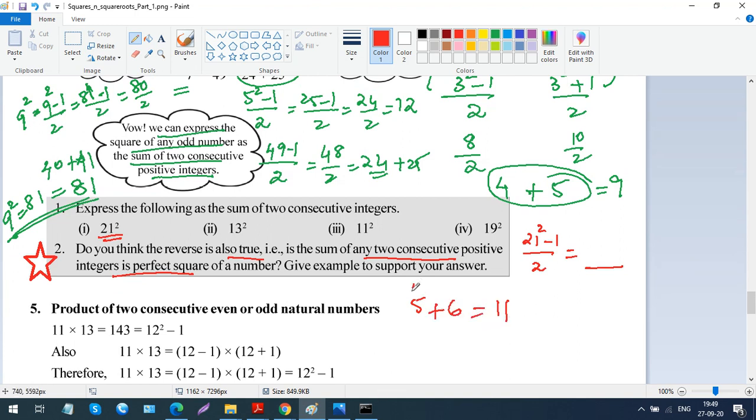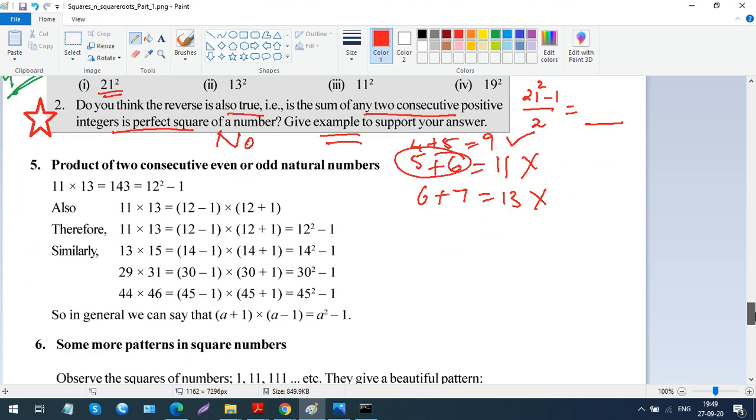4 plus 5 worked out. 4 plus 5 is 9. That works out. But not all the cases work out, right? 5 plus 6 is not working out. 6 plus 7 is also not working out. So if any sum is given, you can't say that it's going to give you a perfect square. So this is no. And that's the reason. You can give the example, like 5 plus 6 is 11, which is not a perfect square.